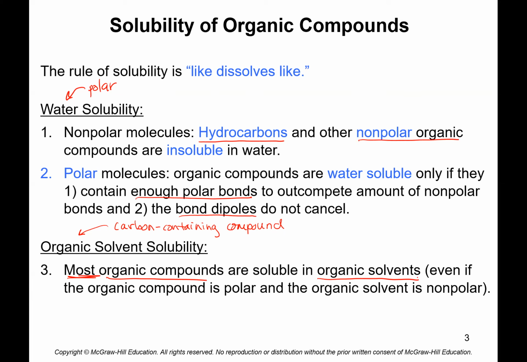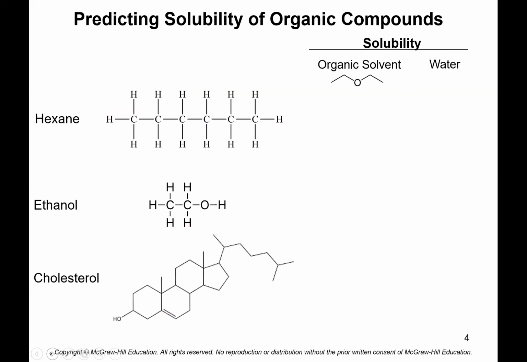Okay, so let's look at an example of how we would apply all of this into classifying or predicting whether something will be soluble in an organic solvent or in water. Okay, so let's look at what we mean by organic solvent. Again, here, this is just an example. This is diethyl ether. It's just an example of a common organic solvent. This is the skeletal structure. Okay, but here in this table, we're talking about just any general organic solvent.